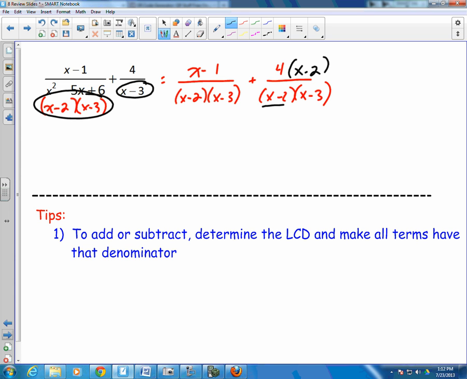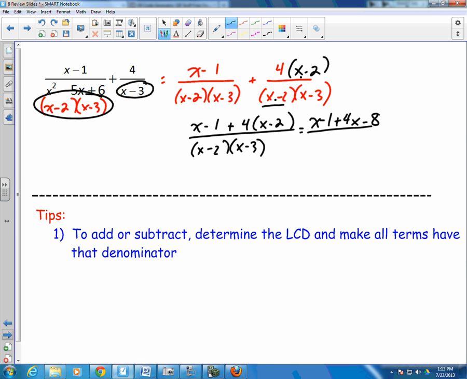Okay, because when you do that, it basically didn't change anything because I could cancel these out and you would end up with 4 over x minus 3, which is what you started with. Okay, but I don't want to cancel them out. I wanted it there so I could add them. So now I see it's going to be x minus 1 plus 4 times x minus 2 over x minus 2, x minus 3. On the top, I get x minus 1 plus 4x minus 8 over x minus 2, x minus 3.